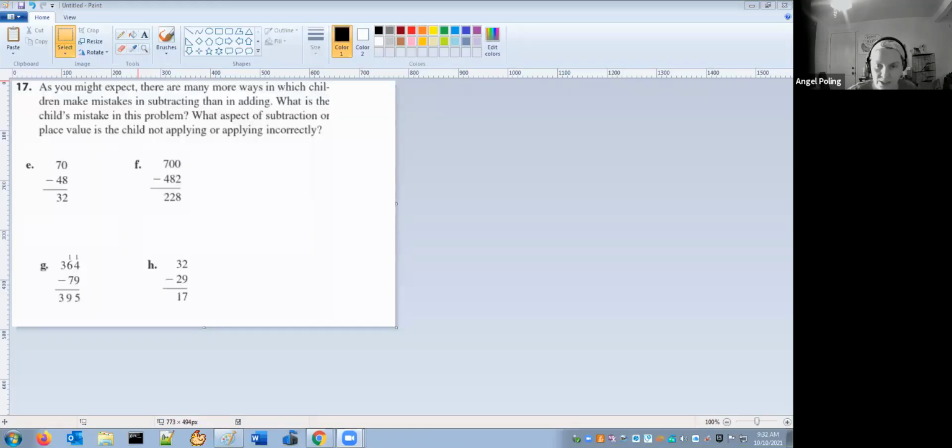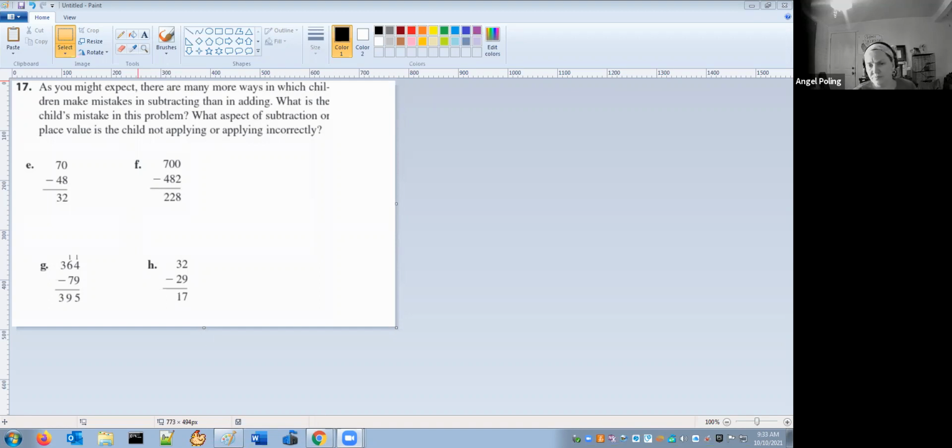All right, let's take a look at number 17, E, F, G, and H. As you might expect, there are many more ways in which children make mistakes in subtracting than in adding. What is the child's mistake in this problem? What aspect of subtraction or place value is the child not applying or applying correctly?